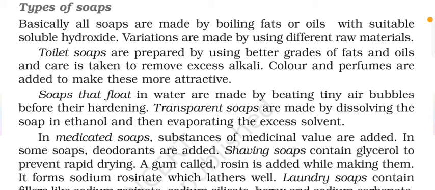Soaps that float in water are made by beating tiny air bubbles in before their hardening. That means they will be air-containing or porous from the inside. Transparent soaps are made by dissolving the soap in ethanol and then evaporating the excess solvent. That means we are talking about soaps like Pears. In medicated soap, substances of medicinal value are added. In some soaps, deodorants are added.